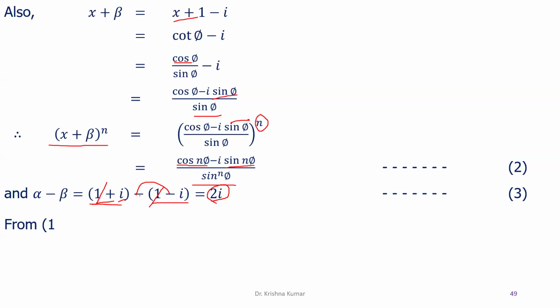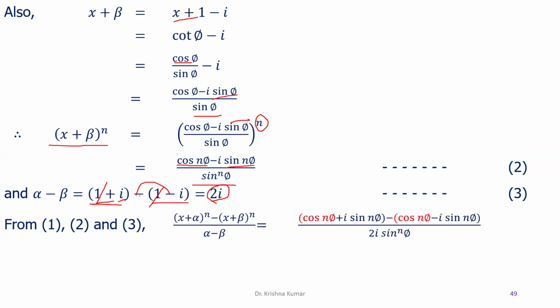So let us consider the left hand side. The left hand side is equal to (x plus alpha)^n minus (x plus beta)^n upon alpha minus beta. So (x plus alpha)^n is (cos n phi plus i sin n phi) whole divided by sin^n phi, minus (x plus beta)^n, which is in bracket (cos n phi minus i sin n phi) whole divided by sin^n phi, and alpha minus beta is equal to 2i, and this sin^n phi comes to the denominator.